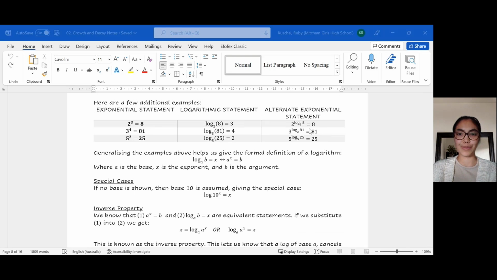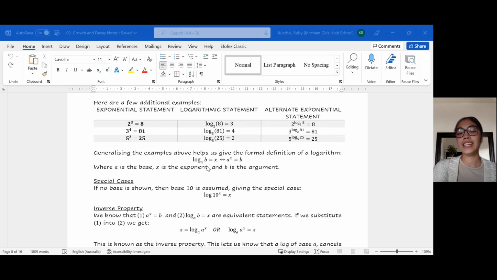So this is saying 2 to the power of log base 2 of 8 is just equal to 8, and 3 to the power of log base 3 of 81 is equal to 81. Then 5 to the power of log base 5 of 25 is equal to 25. So you might notice a bit of a pattern here, and we are going to look at that a little bit further down below.